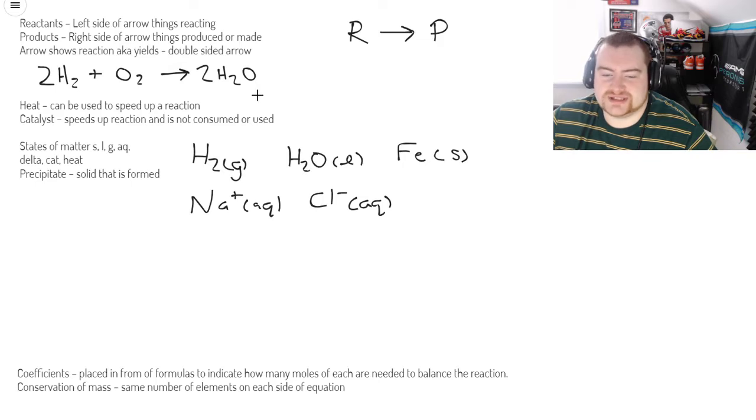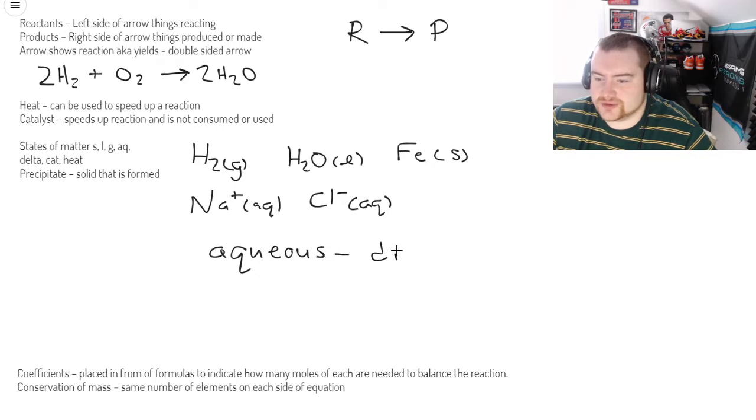Next thing we have is states of matter. So any one of these participants in the reaction can have a different state of matter. So the ones we have here are S for solid, L for liquid, G for gas, and AQ for aqueous. And aqueous, let's write it down here because I don't have it spelled out. AQUEOUS, and this just means that it is dissolved in water.